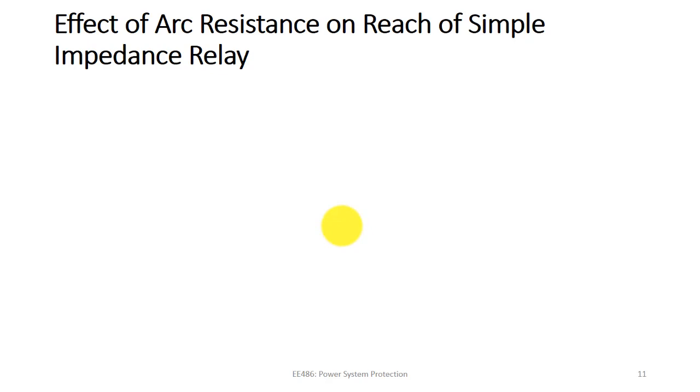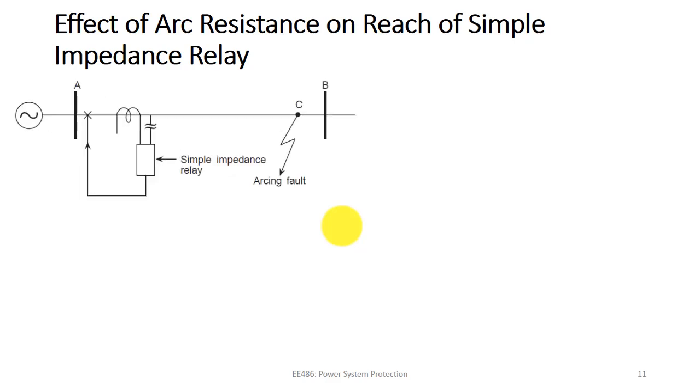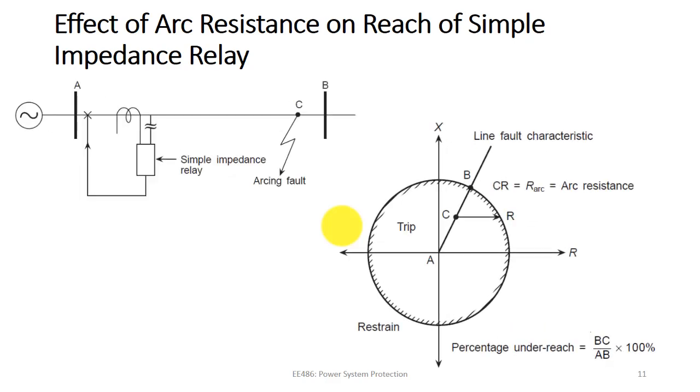So because we already talked about this, let us talk a little bit more about this. Now with this line, the arcing fault is happening here between bus A and bus B. For this, the reach is up to bus B, that is your Z set. Up to bus B the setting point is given to the relay.